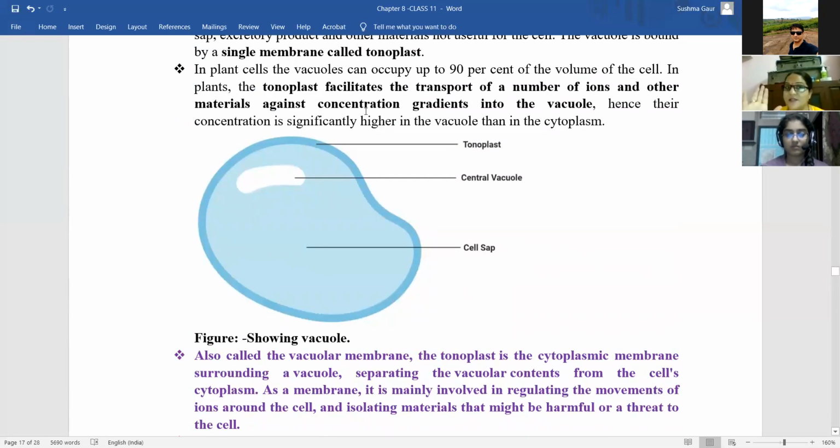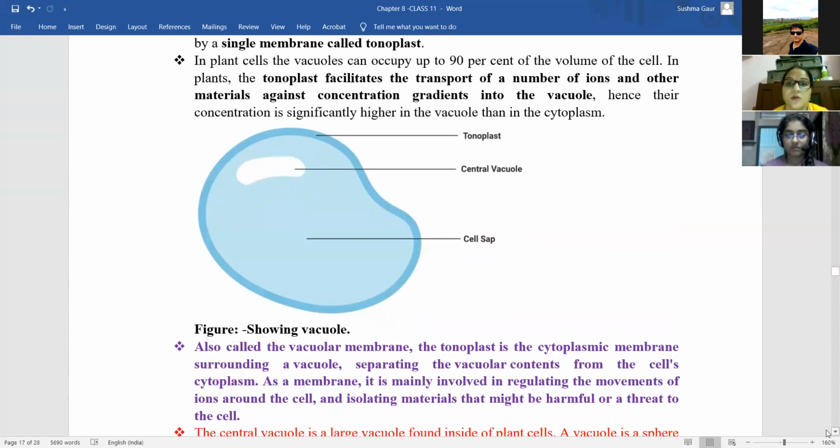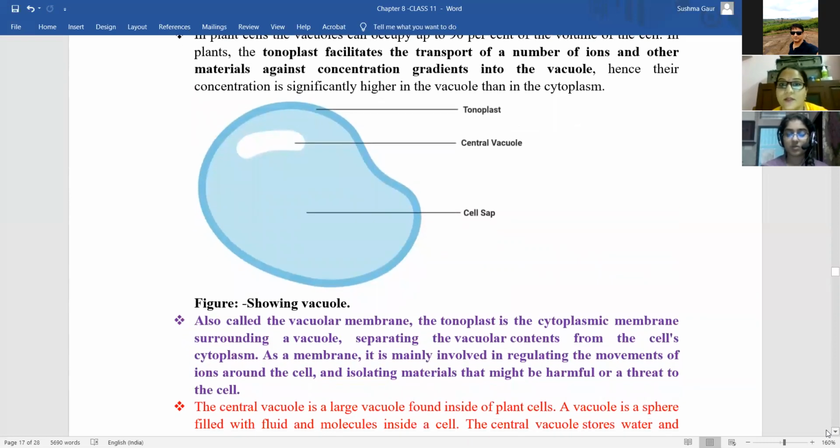So against the concentration gradient means what, Shreya? From a lower region to higher concentration. Yeah, from lower to higher concentration. So what should be the requirement for this type of transport? Energy. Yeah, energy in form of ATP. Okay, so it is known as which type of transport? Active transport.